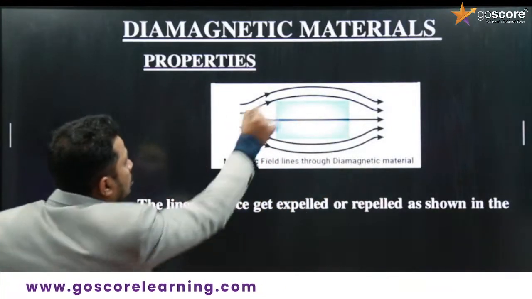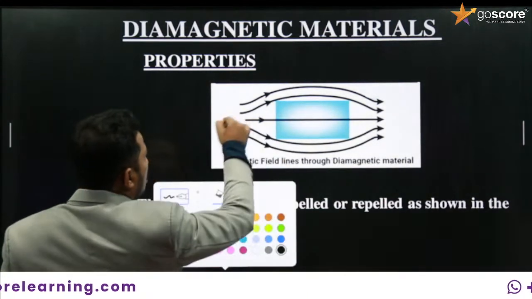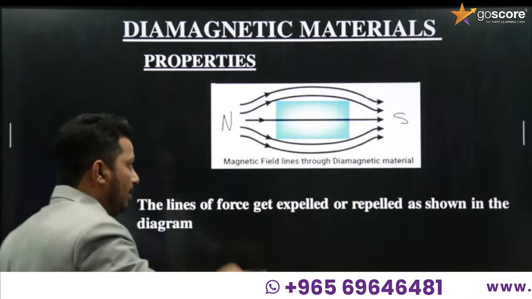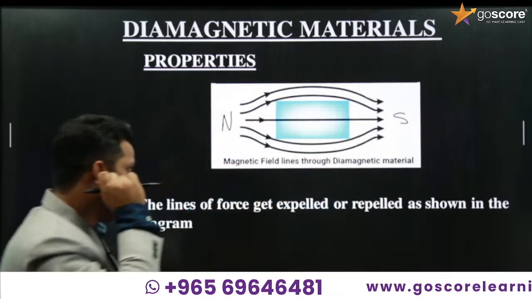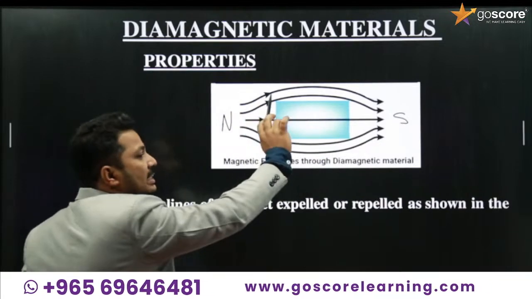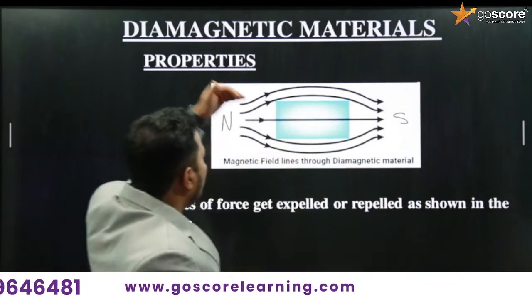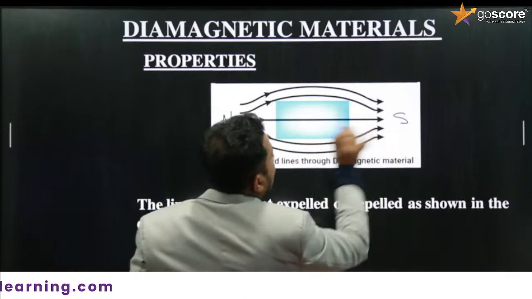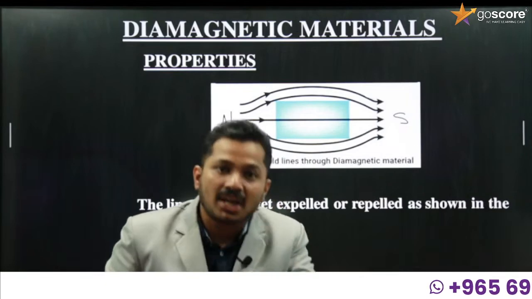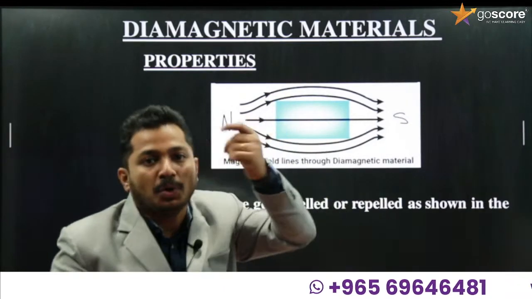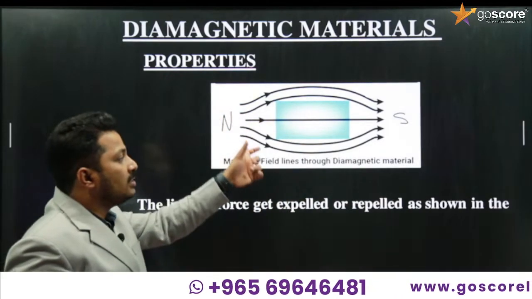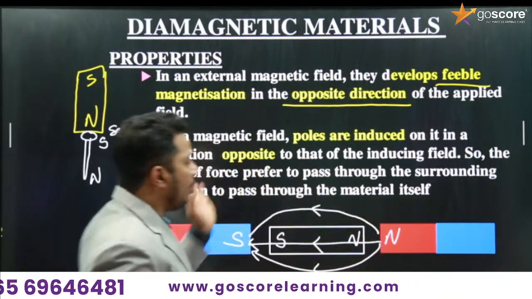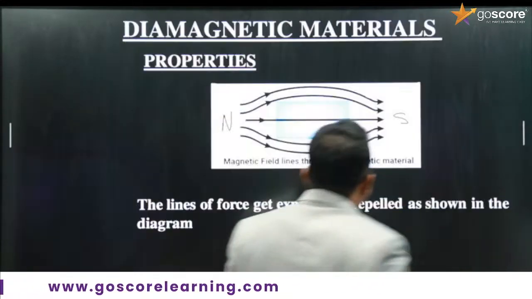So this is the picture. This is the origin of the magnetic field, it will be north pole and this will be south pole of the external magnetic field. This will be the direction, from north to south there will be external magnetic field. Since the diamagnetic material is oppositely magnetized, all the external magnetic field lines of force will prefer to pass through the surrounding air than going through the diamagnetic material, because diamagnetic materials are oppositely magnetized. So this is the diagram that I have explained here. Since it is oppositely magnetized, the field lines prefer passing through the surrounding air than going through the material.